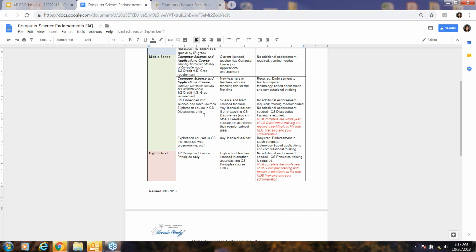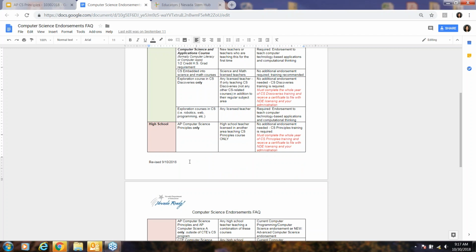And then finally, if you have an explorations course in computer science, Discoveries only, at middle school, then as long as the teacher has gone through that year-long training through RPDP and uploaded their certificate to our online licensing system, their administrator and the state can see that they are endorsed to teach that class only, in addition to whatever their regular subject area. However, if they go on to teach robotics, web programming, or, in high school, the CTE pathway, then they must get the appropriate endorsement for that.